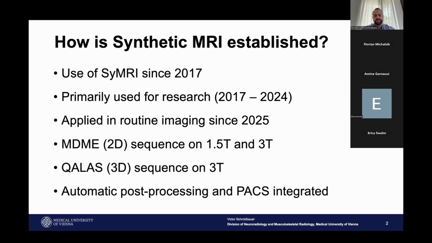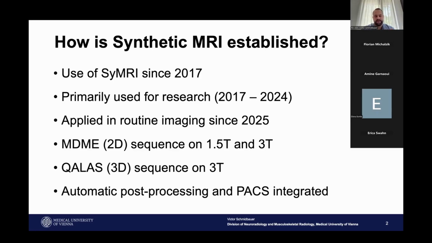So which sequences do we use for synthetic imaging purposes? First of all, the mainstay of SyMRI, or the sequence I'm personally associating with synthetic imaging, is the multidynamic multi-echo sequence, which is a 2D sequence that runs on a 1.5 Tesla machine and a 3 Tesla machine at our institution. But apart from that, we are happy to use a 3D sequence, the 3D QALAS sequence that is available for 3 Tesla machines, and we also integrated this sequence into our protocols.